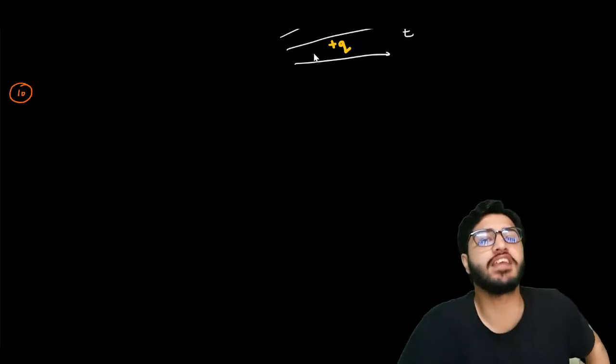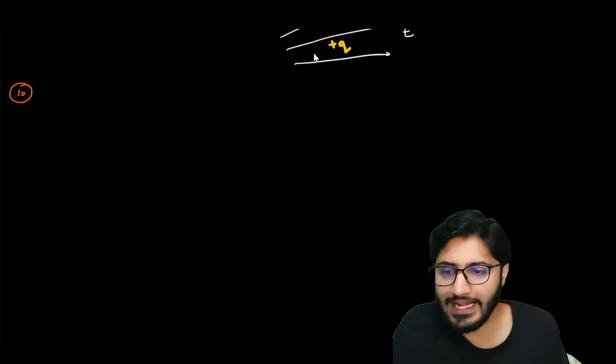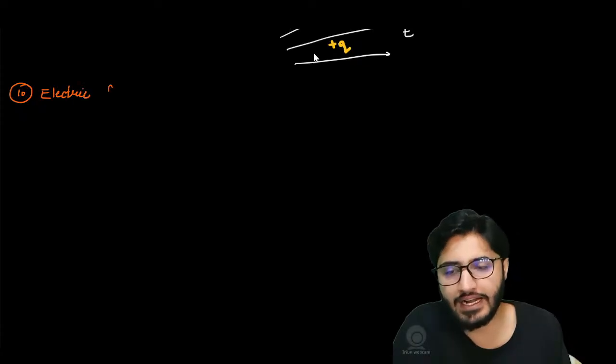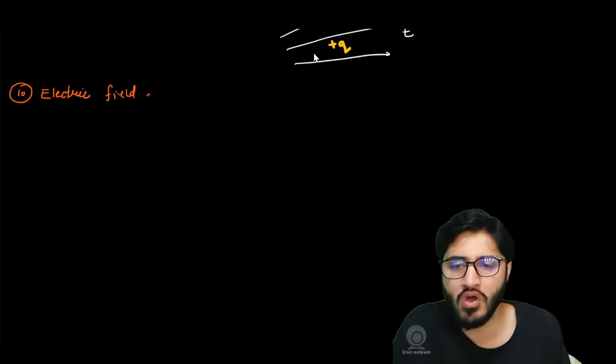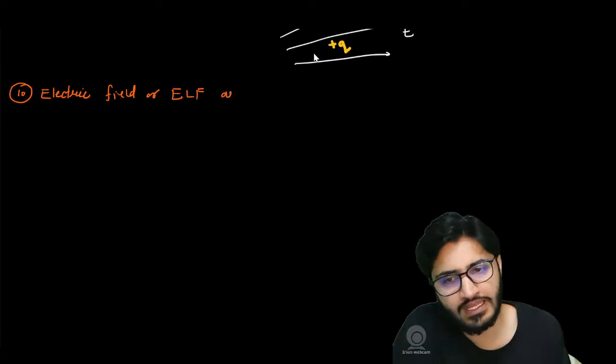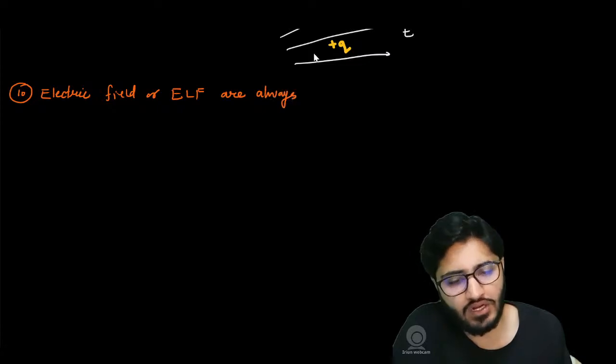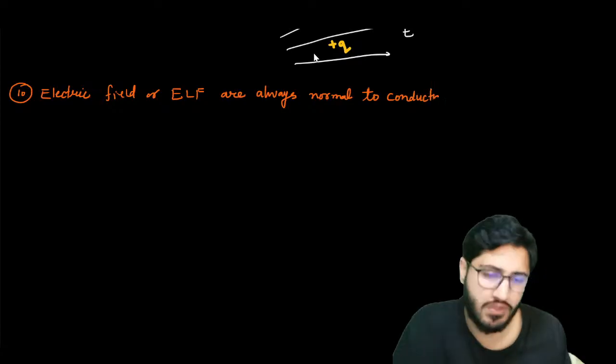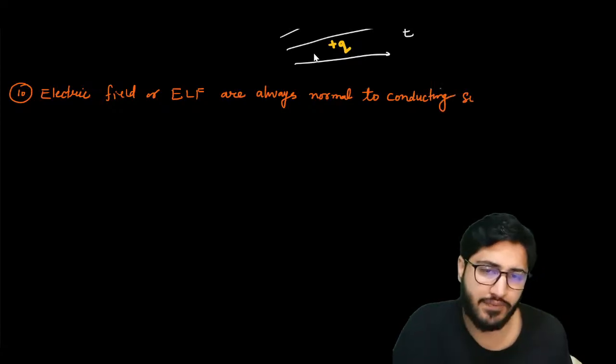My electric field, or electric field lines, or electric lines of fields, are always normal to the conducting surface. Always normal to the conducting surface. Normal means perpendicular to the conducting surface.